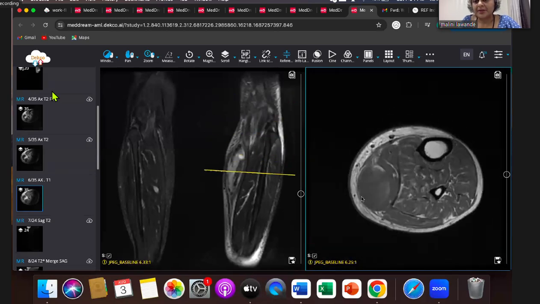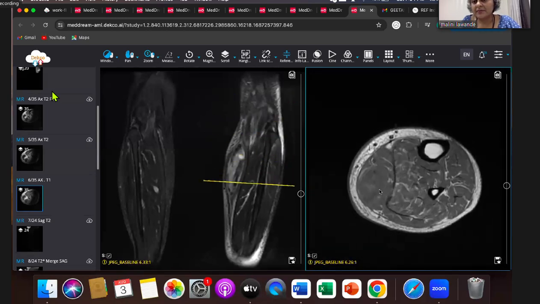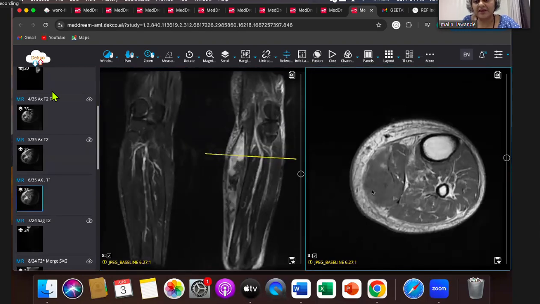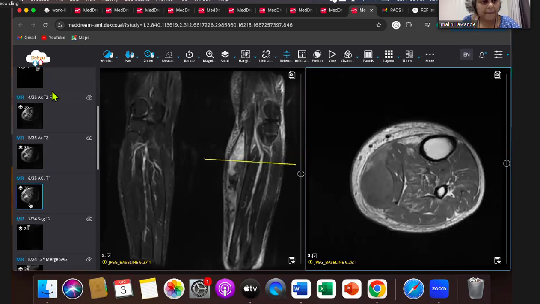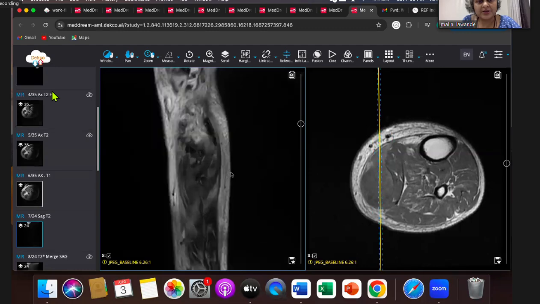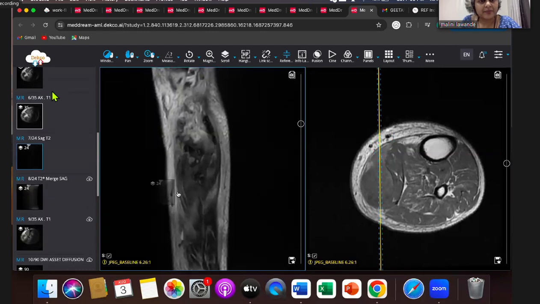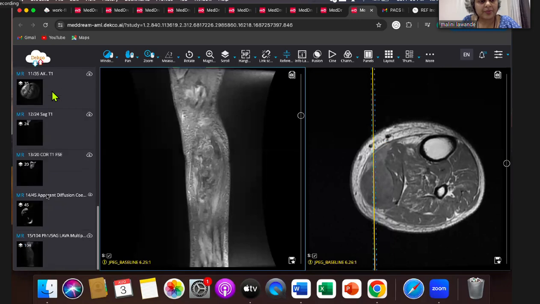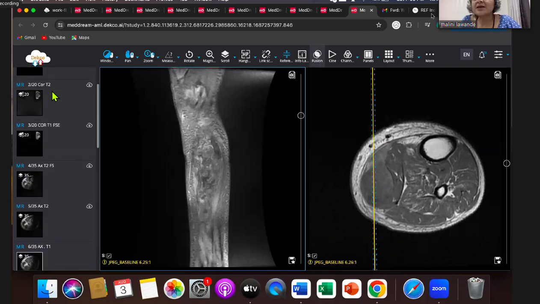This here, this is the lesion here. Medial gastrocnemius. See this here. So what do you think is the diagnosis? This is STIR. This is T1 weighted image. This is sagittal T2 weighted image. This is the gradient image. So this is a hematoma.